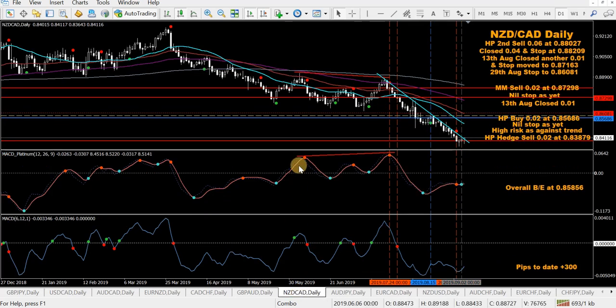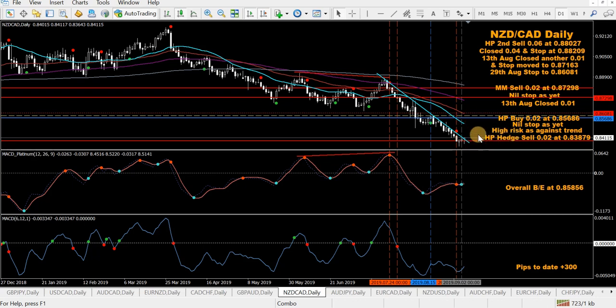Let's have a look here. Some good profit. We had a couple of sells back here. The HP and the Mod MACD got a stop in place. Took another buy, HP buy in here, followed by a hedge sell there. So overall break even 85856, which is this yellow line up here. So well and truly in profit overall, even though I've got a buy trade up there.